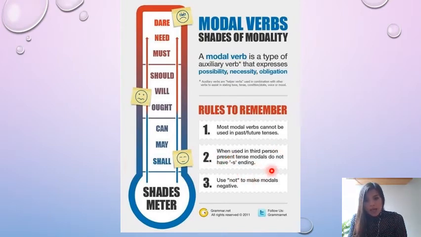Number two, when you use your modal verb with a third person, you don't add s, so you don't say cans or mays or shoulds, okay? That is incorrect. You don't use the S. And you use only the base form of the verb. So you have your modal verb and then base form of the verb. Must do, mustn't do, have to do, or don't have to do, or doesn't have to do, ¿ok? Y aquí tenemos la regla número 3, use not to make modal verbs negative.